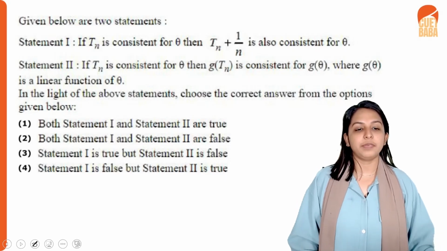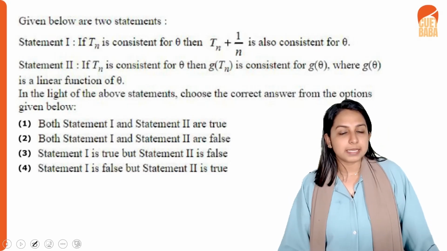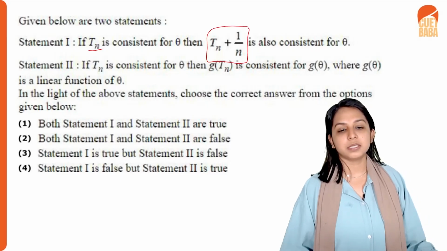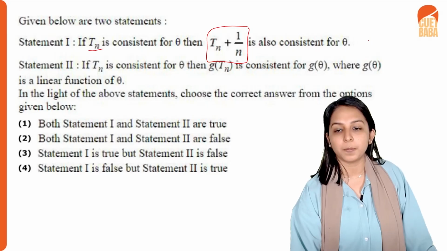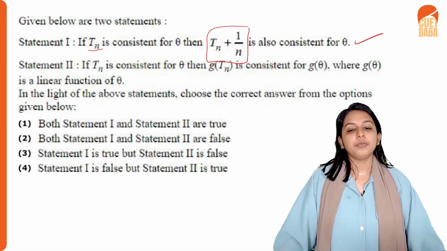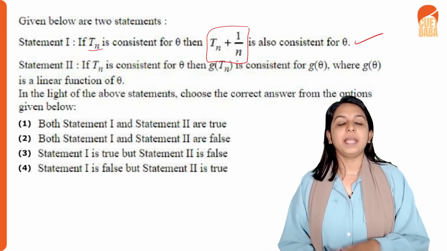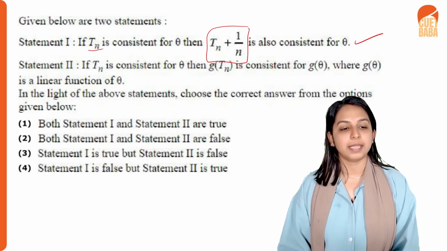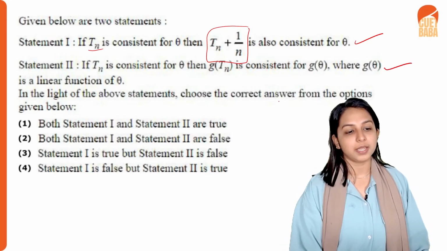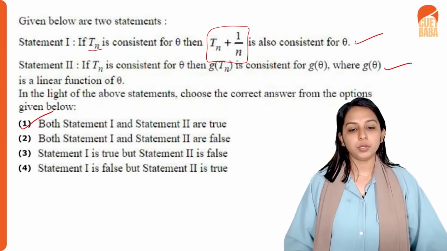So we have to see which among these statements are true or both are true or not. So first one we can see if Tn is consistent for θ, Tn plus 1/n is also consistent. We can see that that is true because if Tn is consistent, Tn plus some constant will be also consistent for θ. So statement 1 is true. Now we will see the second one. If Tn is consistent for θ, g(Tn) is consistent for g(θ), where g(θ) is a linear function. So if we are applying a linear function to the consistent function, then g(Tn) will be consistent for g(θ). That statement is also correct. So the option 1 is the right answer, that is both statement 1 and statement 2 are true.